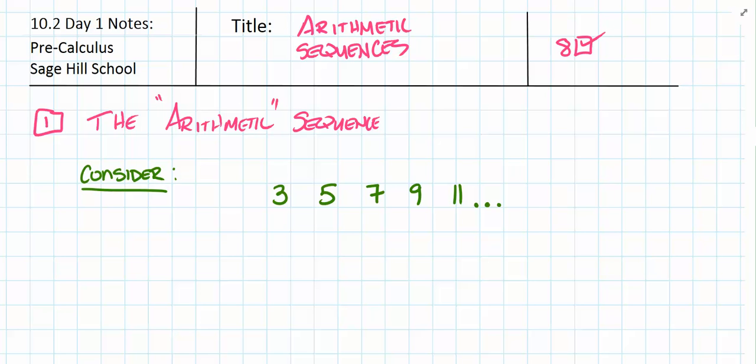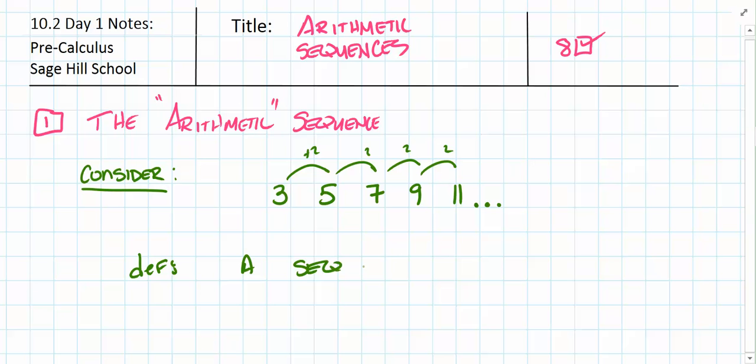So consider this one that you see right here, 3, 5, 7, 9, 11, dot, dot, dot. What do you notice about this sequence in particular, if anything at all? All odd. They're all odd? Yep, what else? Rachel? Yeah, if you add 2 here, add 2 there, add 2 to that one, add 2 to that one. Notice that stays constant throughout the sequence, right? That's the defining characteristic of an arithmetic sequence. So for us, the definition for arithmetic sequence is a sequence with a common difference.